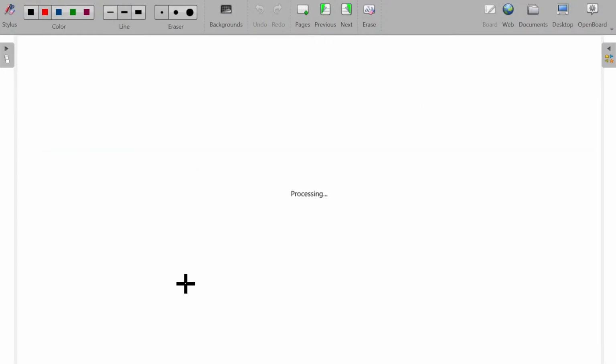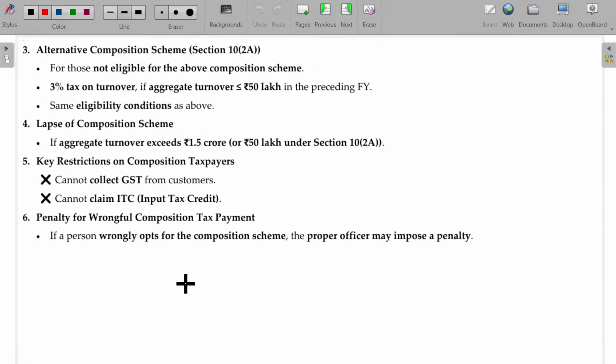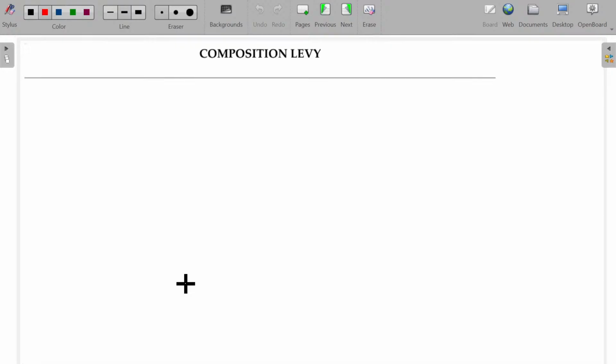So with that, this topic is completely over. Let's move on to the composition levy.